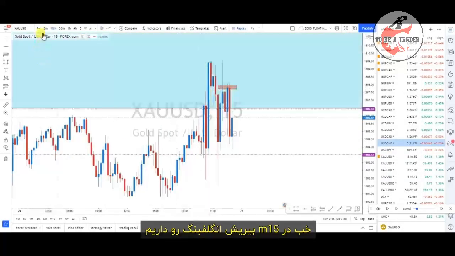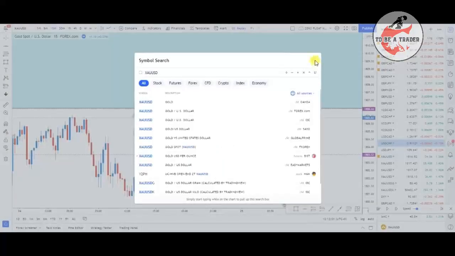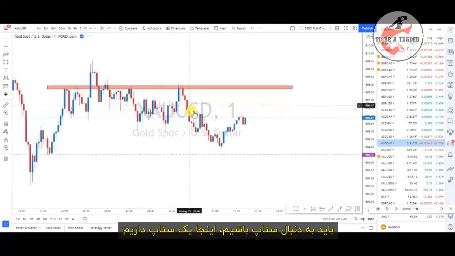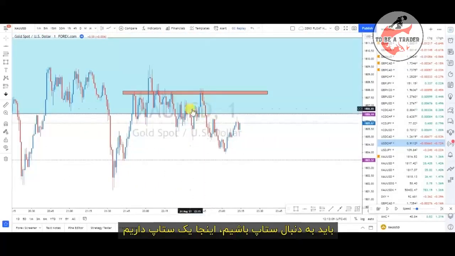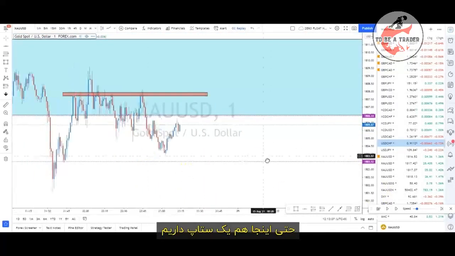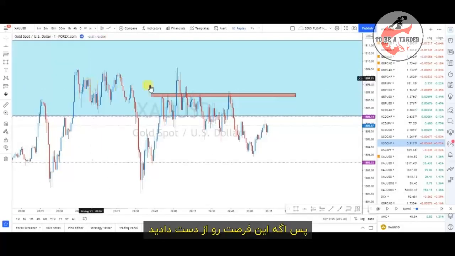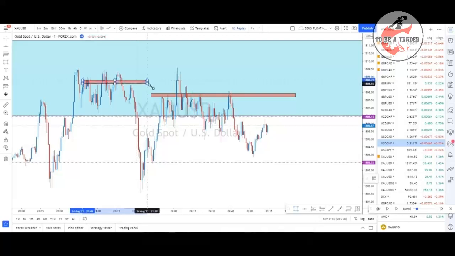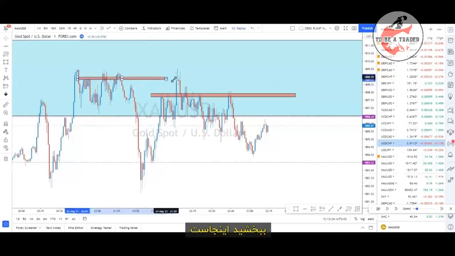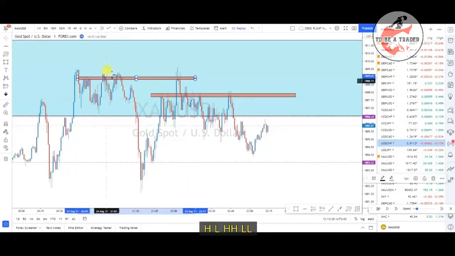Okay, so M15 we have the bearish engulfing here. See this bearish engulfing, so we can look for a setup. Okay, so here there's one setup, even here there's a setup. Okay, so if we miss this top here, we miss here, actually there are a lot of opportunities for you to enter. You see, even here there's a QM, sorry, here, see, high, higher high, lower low.